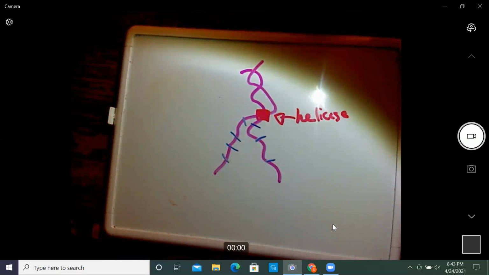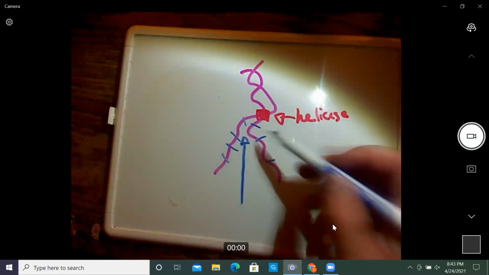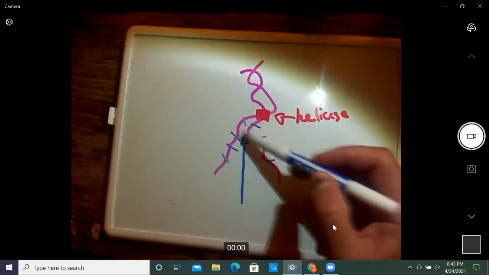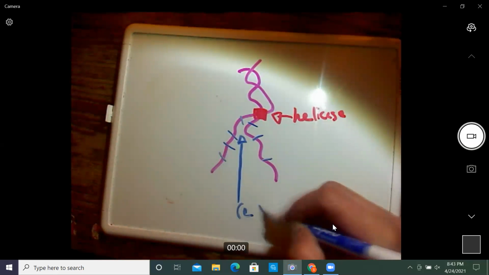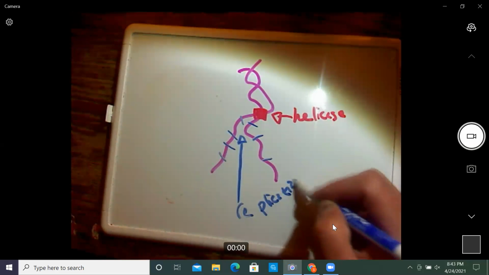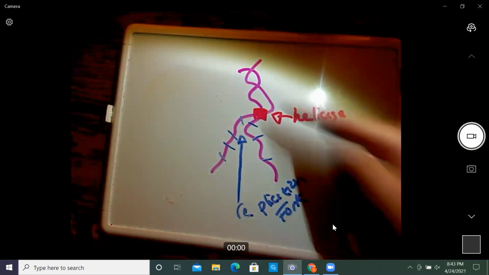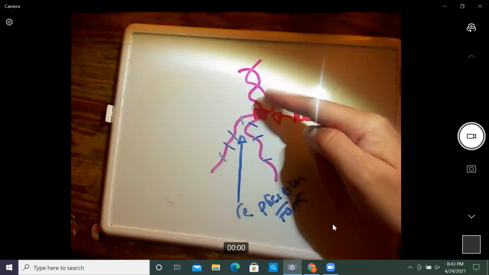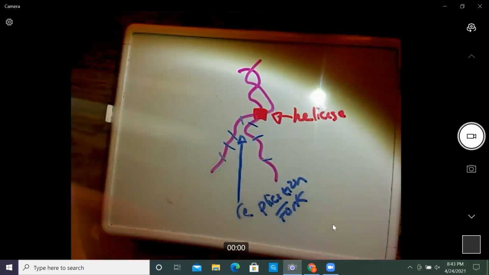And then I just want to give you a little piece of vocabulary. I drew this a little wonky, sorry, but up in here, this is called a replication fork. It's just the location where the parental strands are separating. So that's the replication fork.